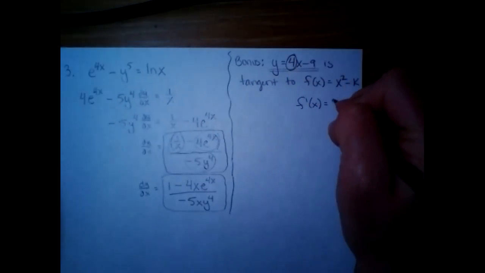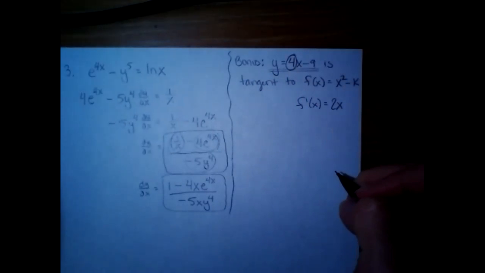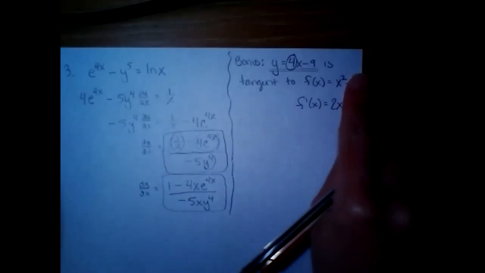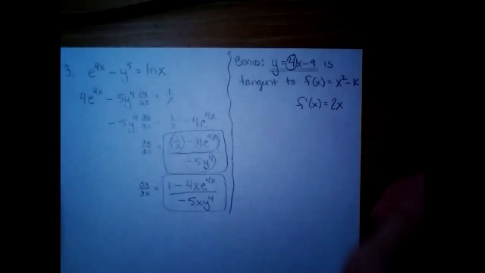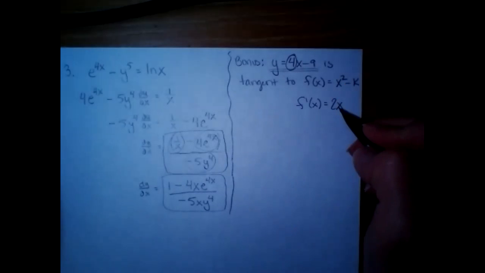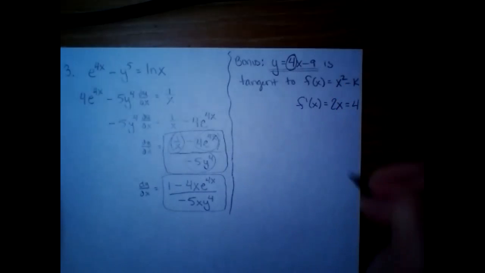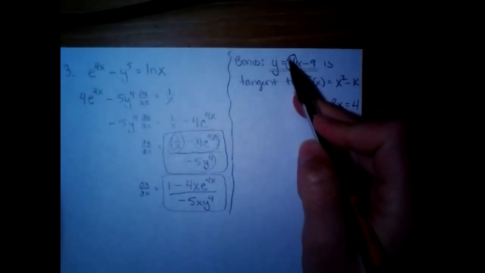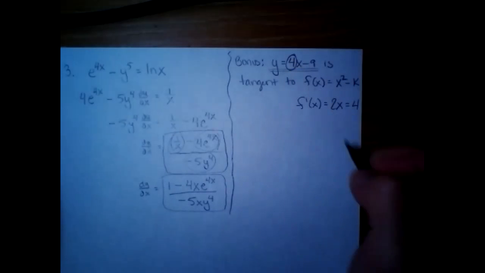And so this derivative would be 2x. The common mistake I saw there is people wrote 2x minus k. K is just a number. This is a constant. So that derivative is going to be 0. That's going to go away. So this is our derivative. We're going to set it equal to 4. Again, that's the slope of the tangent line. And then, so x is 2.